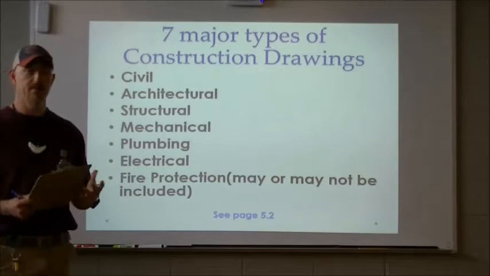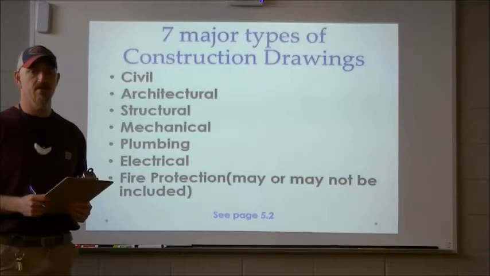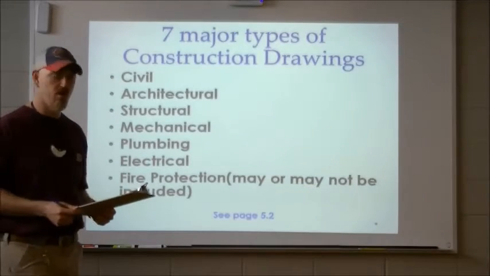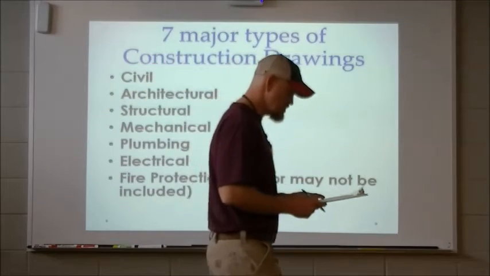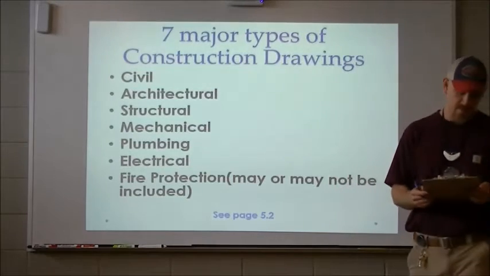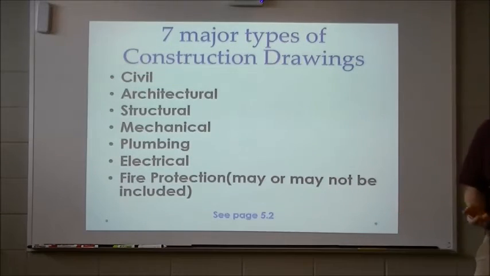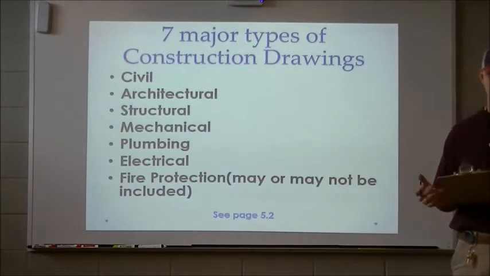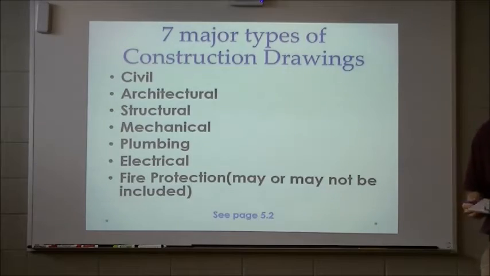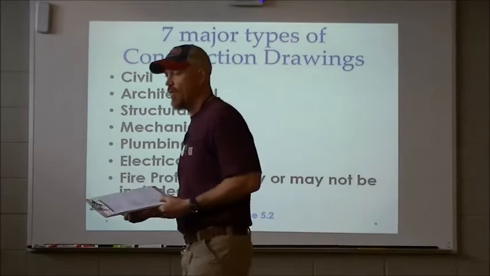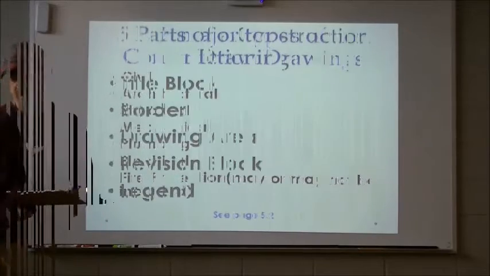This is not really something you can just talk your way through without knowing what you're actually talking about. Now there's several different types of construction drawings. There's civil drawings, architectural drawings, structural, mechanical, plumbing, electrical, and fire protection. Now, the fire protection is normally included with the electrical drawings, or it may be left out altogether.